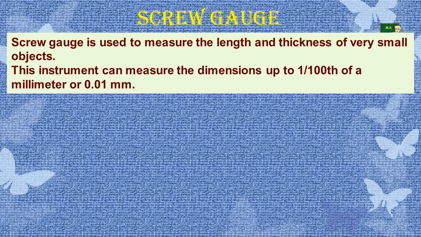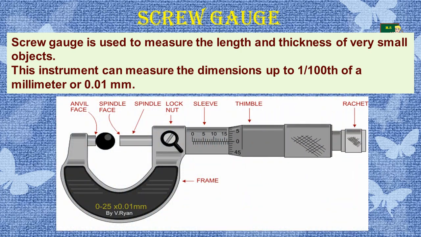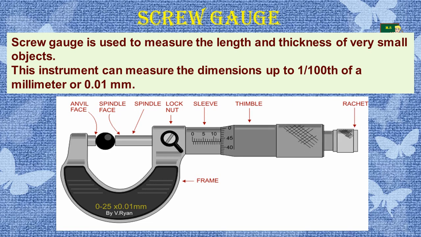With the screw gauge, it is possible to measure the diameter of a thin wire and the thickness of thin metallic plates. You can see a screw gauge here. Let me describe the screw gauge now. The screw gauge consists of a U-shaped metal frame. This is that U-shaped metal frame.